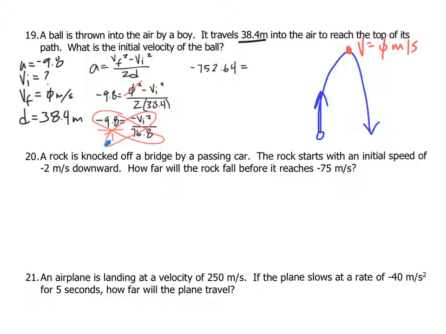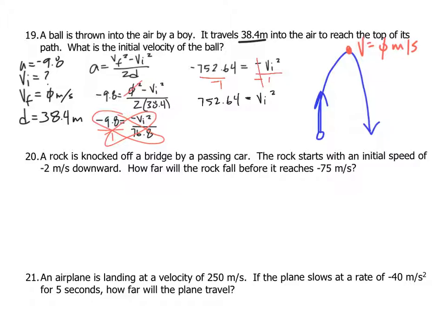And then when I multiply 1 times a negative VI squared, I get a negative VI squared. Okay, next step is to get rid of the negative that is on the VI. And so I'm just going to divide both sides by negative 1 to clear that up. Negatives go away. And I've got a positive 752.64 equals a positive VI squared.